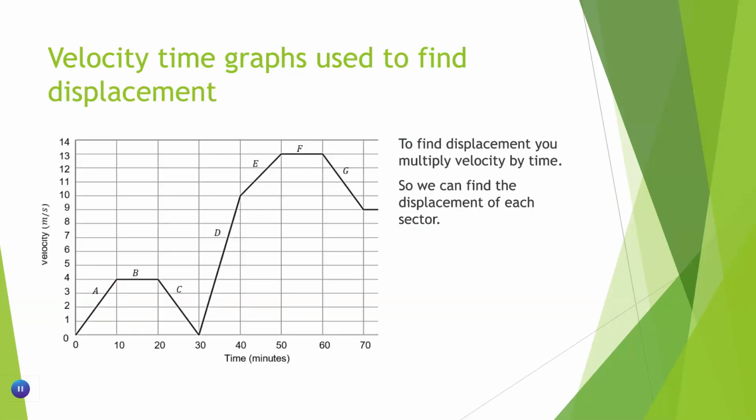This is an example of a velocity time graph of a cyclist. First, to be able to get the displacement, before we multiply velocity by time, we will have to get the minutes into seconds. So every time we get the time, we have to times it by 60, as there are 60 seconds in a minute.